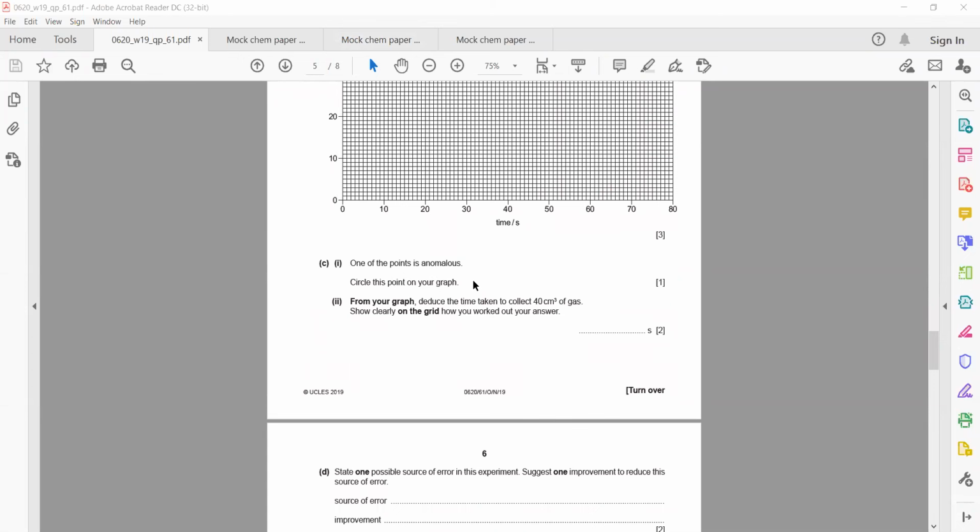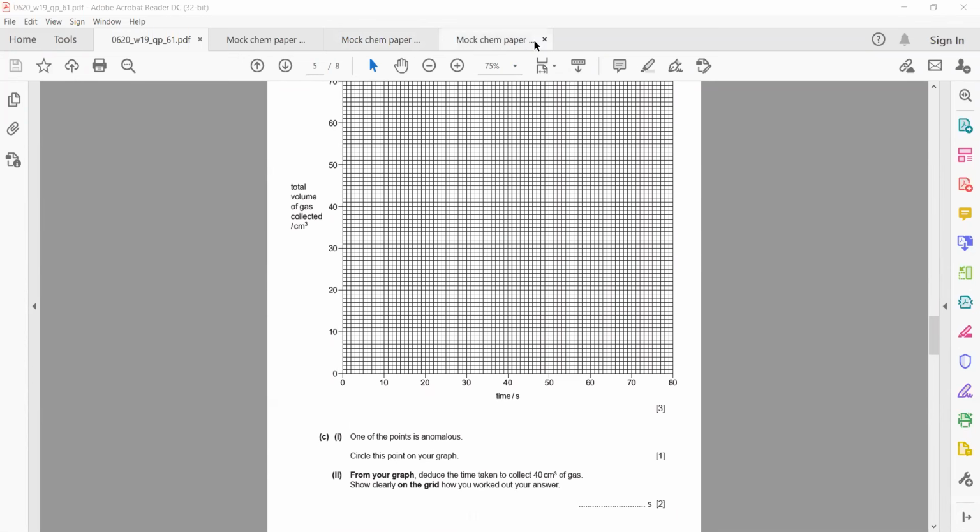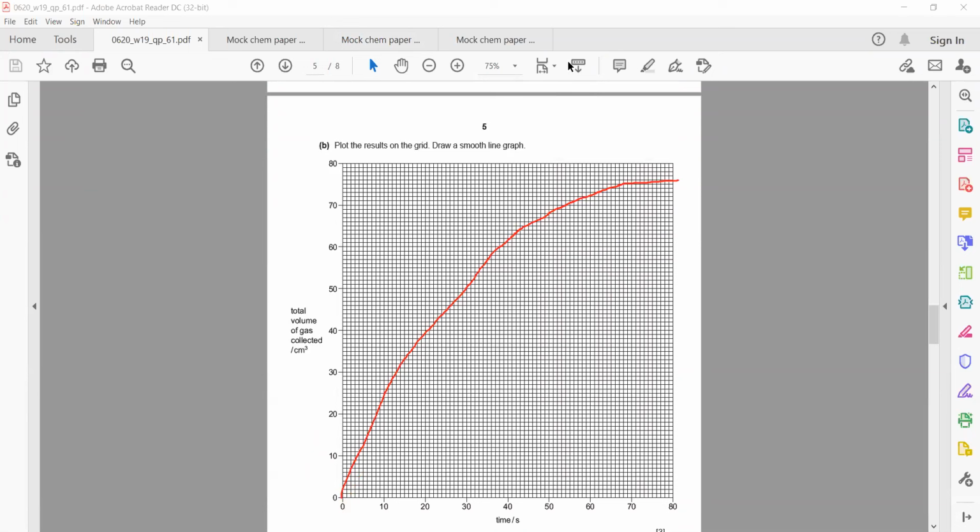One point is anomalous, circle that point on your graph. So basically what happened, when you mark these points, all the points will not come out as identical. Maybe one of the points, I don't know which one because I'm not plotting a graph, appears to be not in the range. Some students try to include that one also. This is wrong. You have to neglect that anomalous result. If any result is not correct, you will remove that, meaning you will not include it in your graph line, and draw a smooth line graph and circle the point which does not appear on the line.